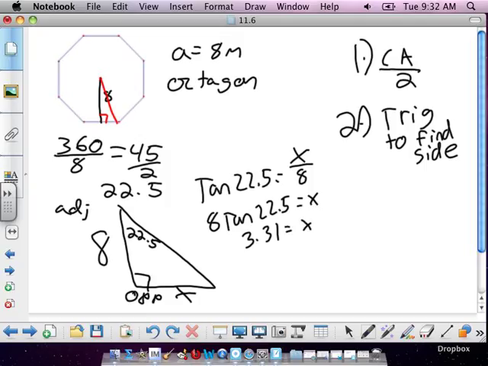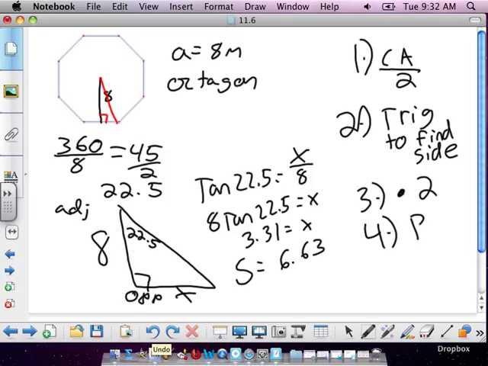And what do I have to do with that? Because that's only part of my side. Times by 2. And my side length is 6.63. And then I'm going to find my perimeter. And how am I going to find that? I'm going to times it by the number of sides. And how many sides is it? 8. So I get 53.01 equals perimeter.